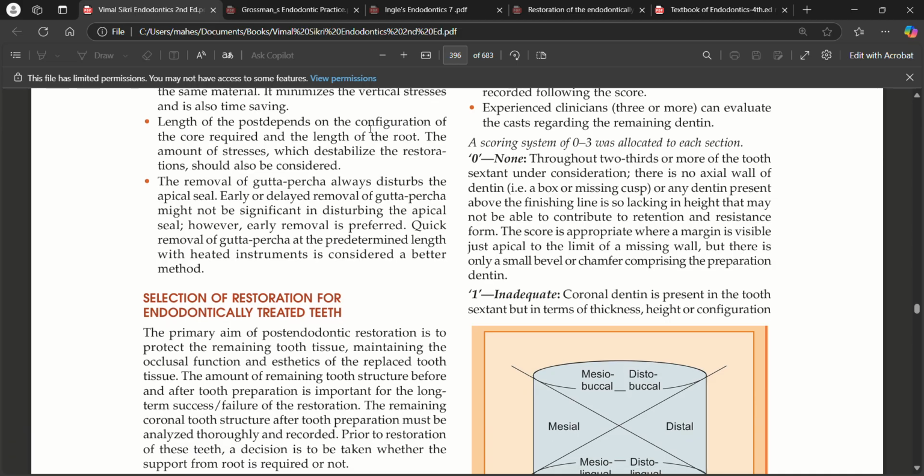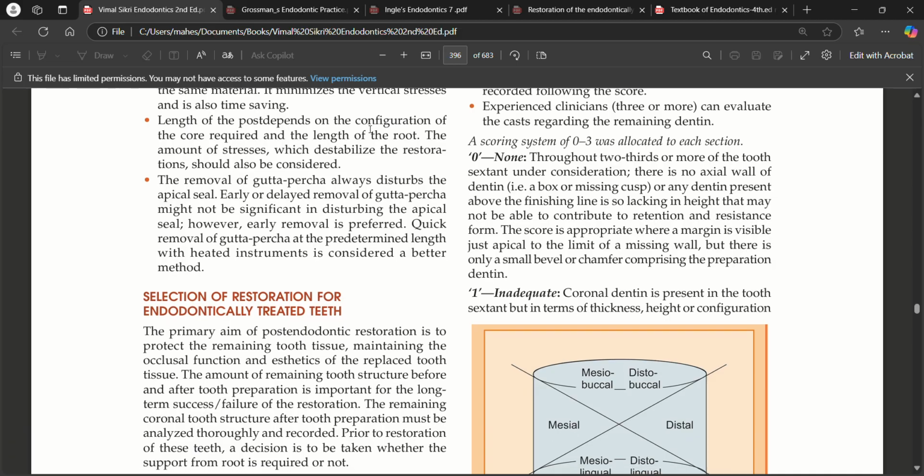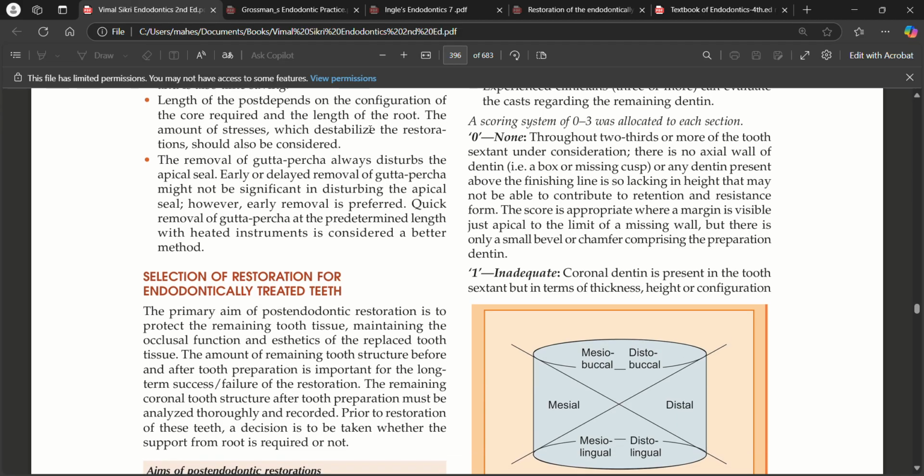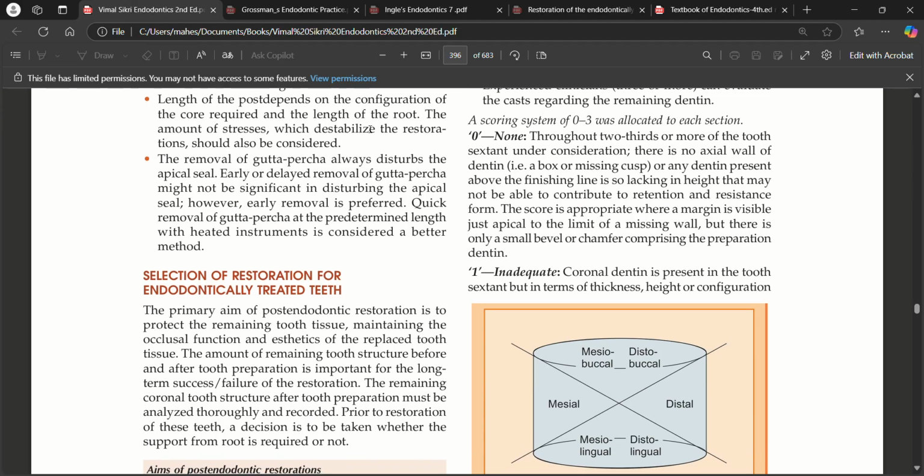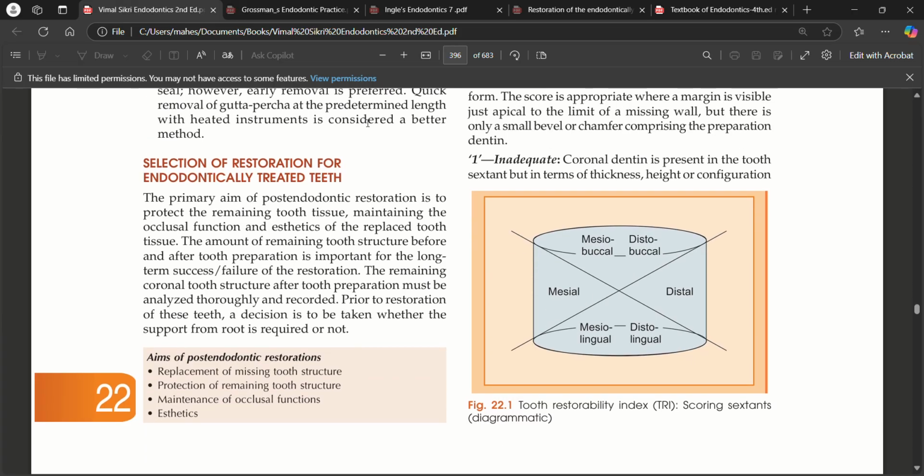The remaining coronal tooth structure after the tooth preparation must be analyzed thoroughly and recorded. Prior to restoration of these teeth, the decision is to be taken whether support from the root is required or not. The aims of post-endodontic restoration: replacement of missing tooth structure, protection of remaining tooth structure, then maintenance of occlusal function and aesthetics.